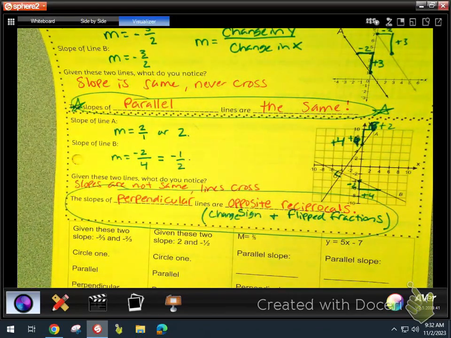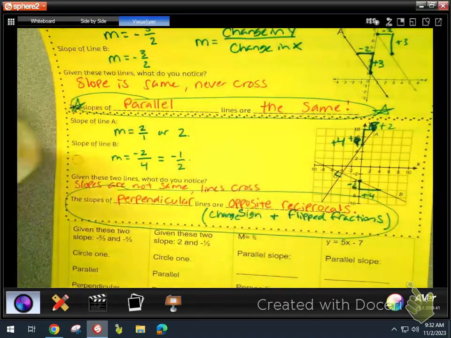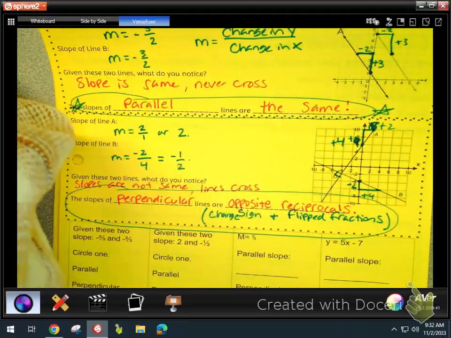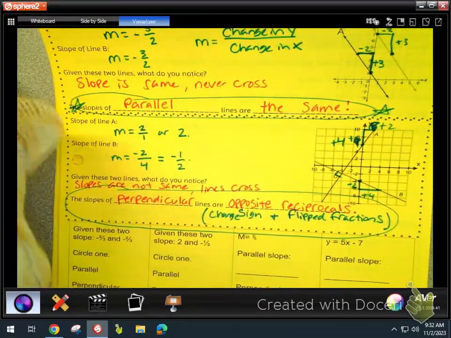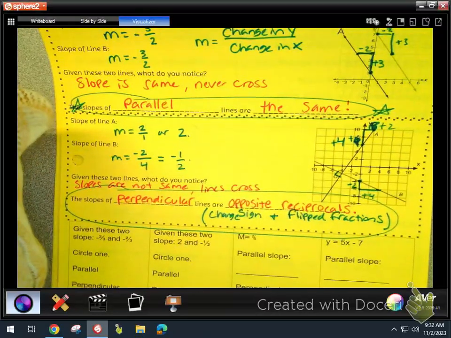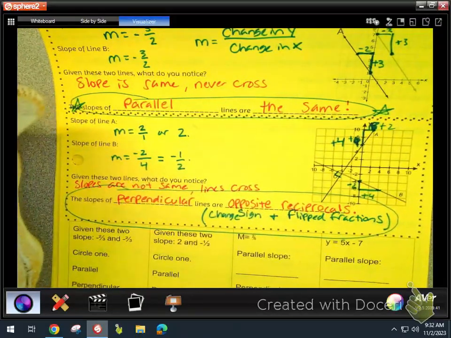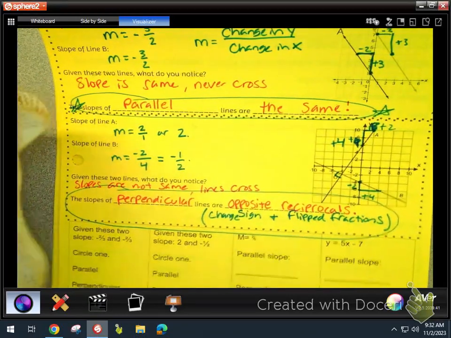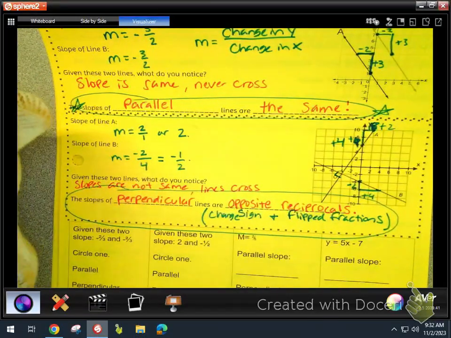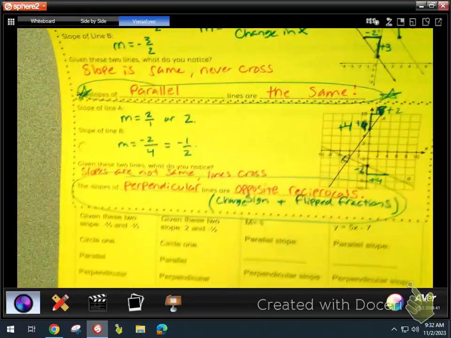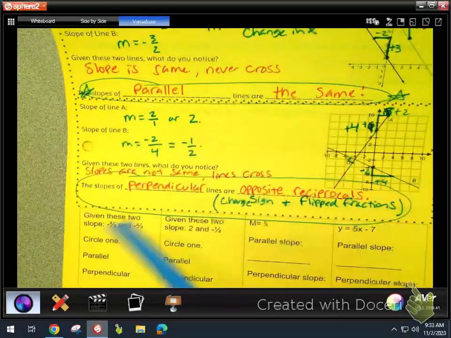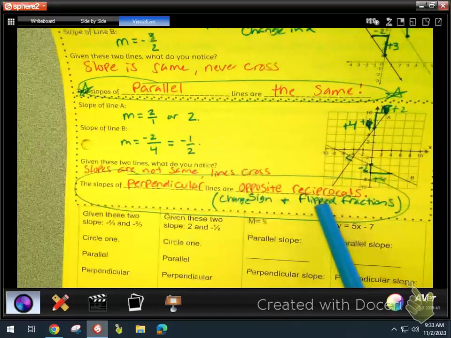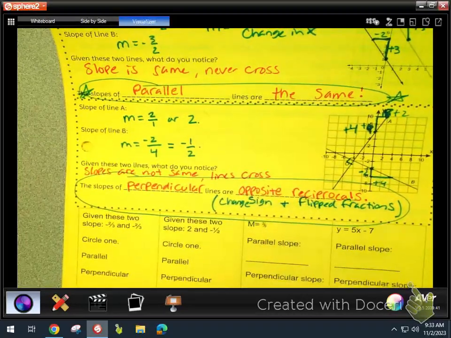Okay? So let's make sure we understand the definition of reciprocal real quick. Remember, reciprocal is flip the fraction. So if your original fraction is 5 over 7, what's the reciprocal of that? 7 over 5. Okay? If your original number is 8, 1 over 8. Very good. So knowing that now, parallel lines are the same. Perpendicular lines, you change the sign, flip the fraction, flip and change. That's kind of how we say it.